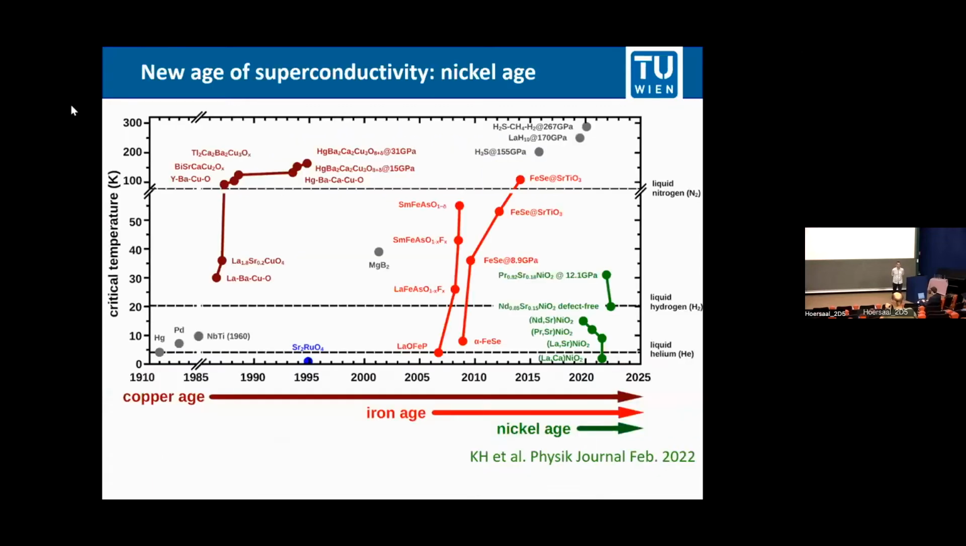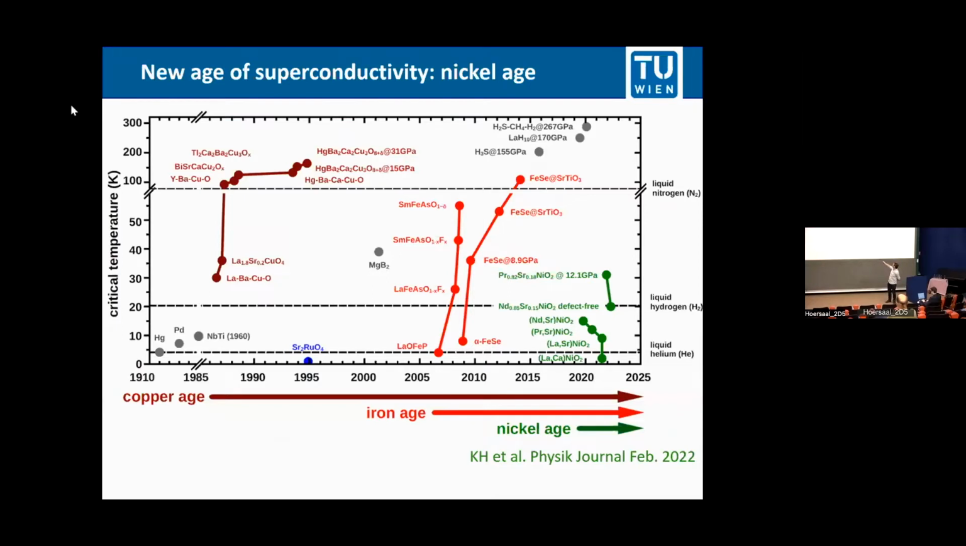All right, let's start in medias res. Three years ago, we entered a new age of high temperature superconductivity, the nickel age. And as you see here, more recently, it also started to have somewhat larger TCs. So the record TC is now at 30 Kelvin. And this discovery led to an enormous experimental and theoretical effort.